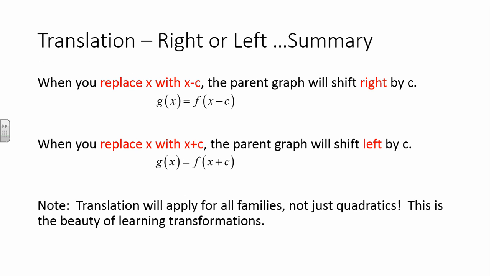So in summary, when you're moving right or left, if I'm using my function g of x as my new function and f as my parent graph, I would take my parent graph and whatever x was, I'm replacing it with x minus c to get it to move to the right, and I'm replacing x with x plus c if I want it to move to the left. Okay, and I put a little note there on the bottom as we're going through these translations. Keep in mind that all of these things that we're learning apply to all functions, all families of functions, not just quadratics. So you can apply it to cubics or lines even, whatever it is that you're studying.